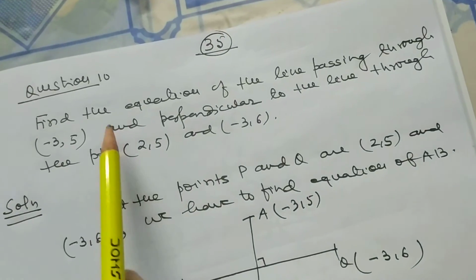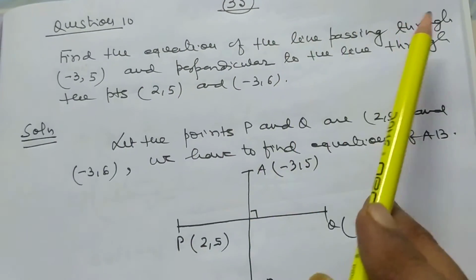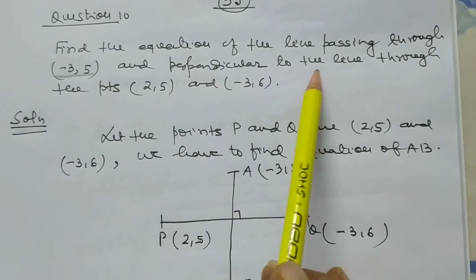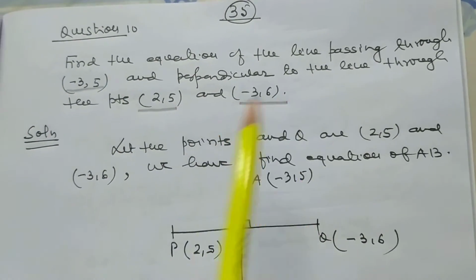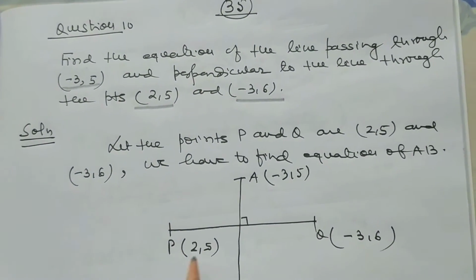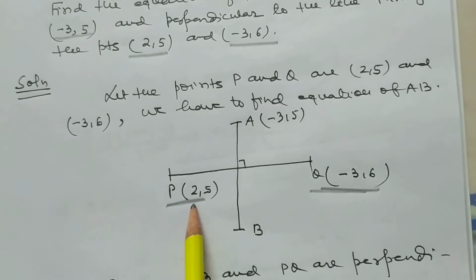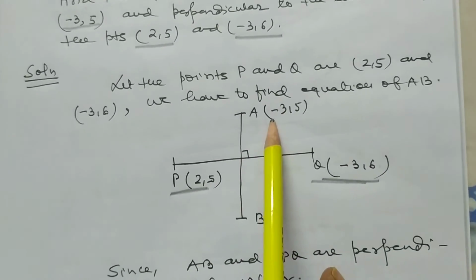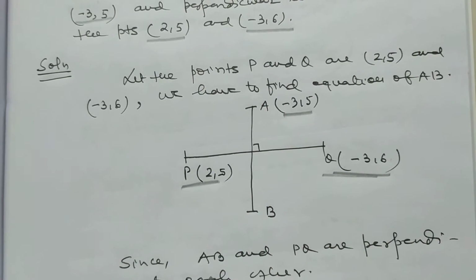So now, question number 10. Find the equation of the line passing through (minus 3, 5) and perpendicular to the line through the points (2, 5) and (minus 3, 6). My dear student, the coordinates of P and Q are given. It will be (2, 5) and (minus 3, 6). And the coordinate of A is (minus 3, 5), and you have to find the equation of AB.